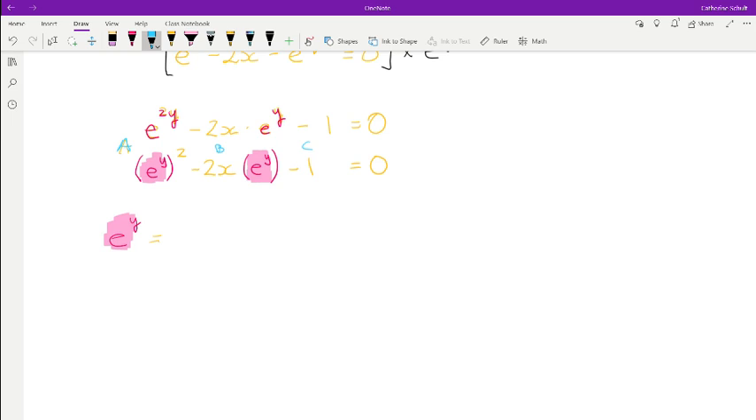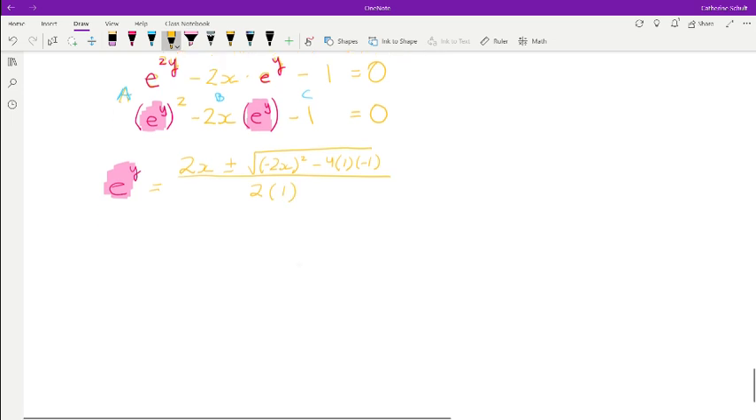All right. Quadratic time. So x is equal to the opposite of b plus or minus the square root of b squared minus 4ac all over 2a. And a is 1. All right, and that's what e to the y is equal to. So let's clean it up.